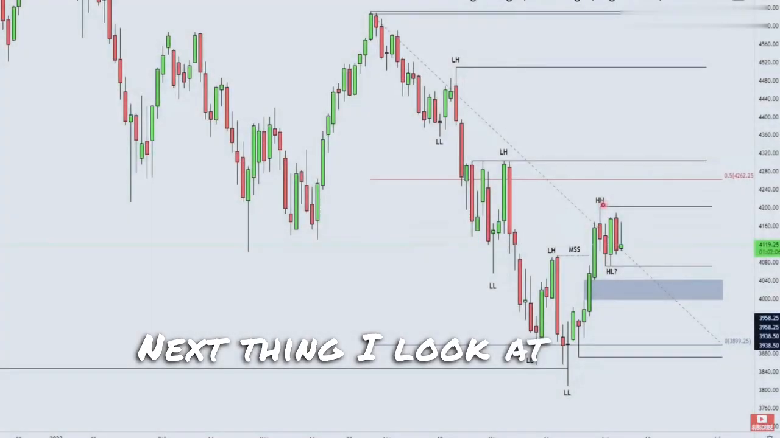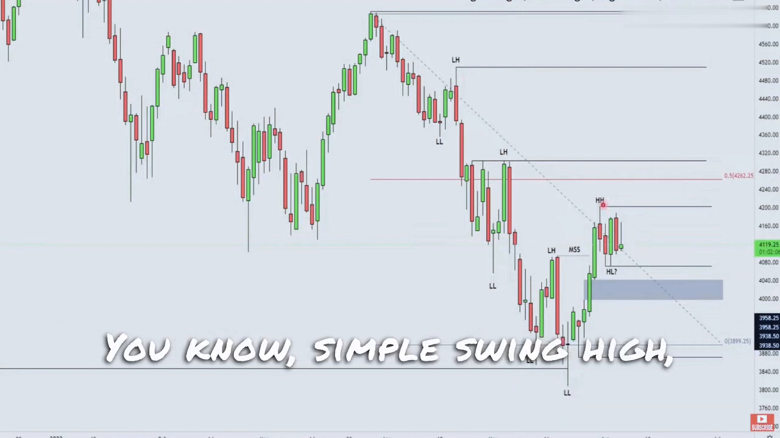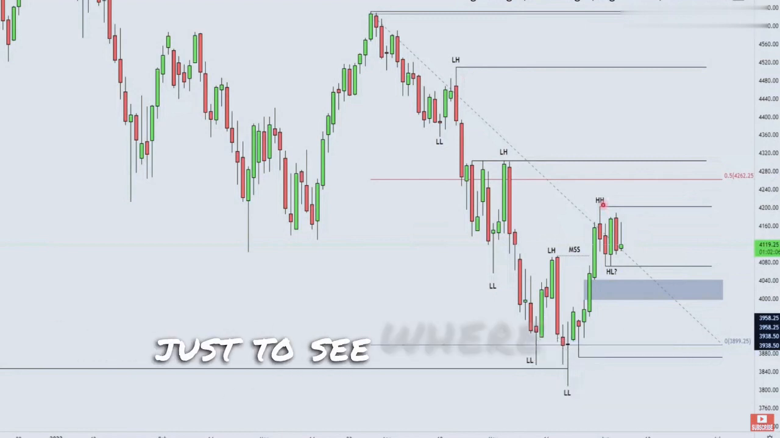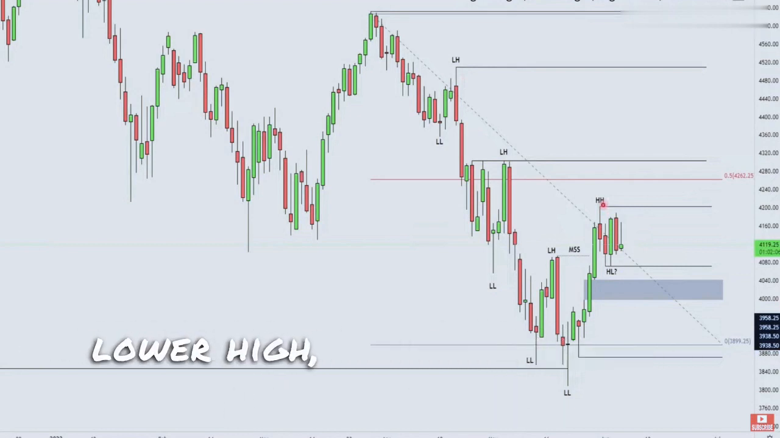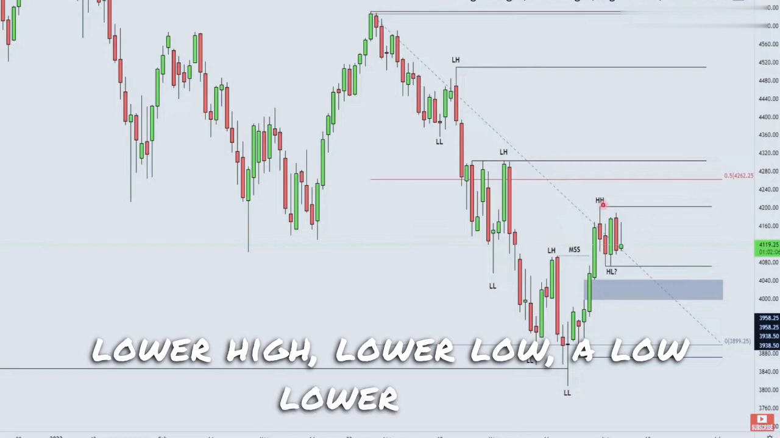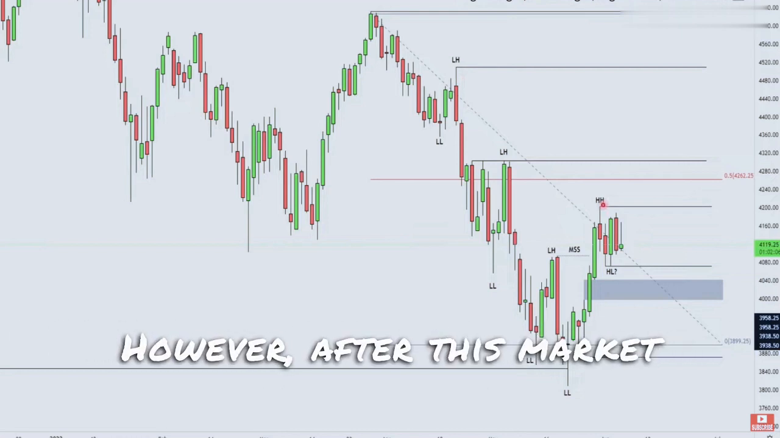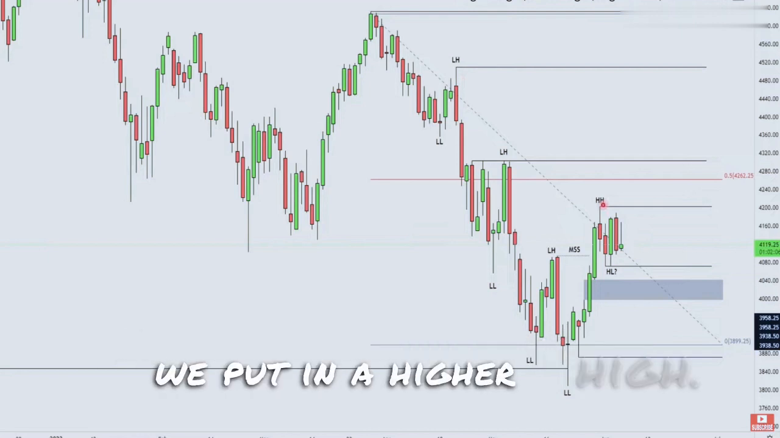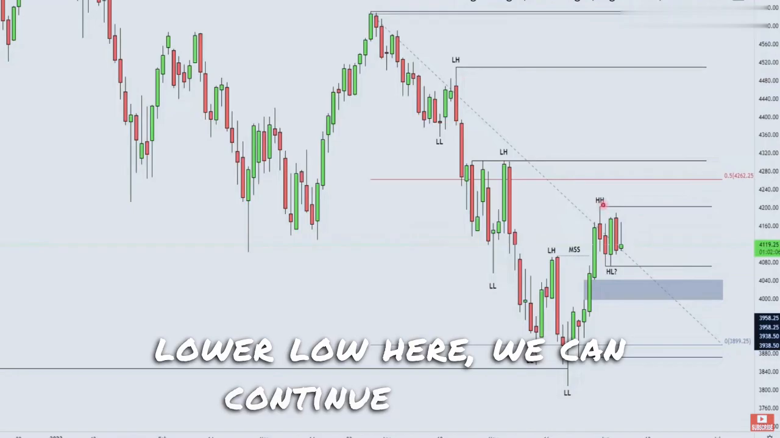Next thing I look at, just lower highs, lower lows. You know, simple swing highs, swing lows, just to see where we're turning. So you can see lower high, lower high, lower high, lower low, lower low, lower low. So you can see we're trending down here. However, after this market structure shift, we put in a higher high. So potentially, if we put in a lower low here, we can continue upward.